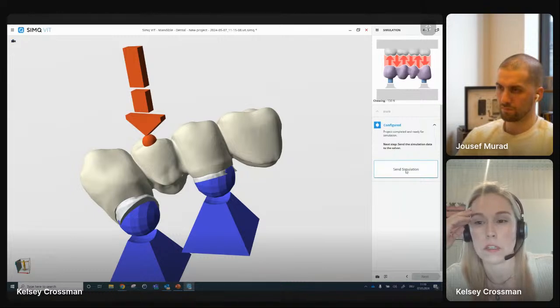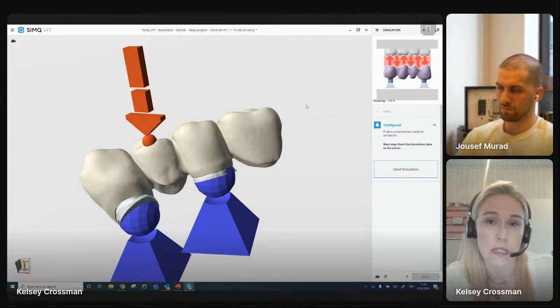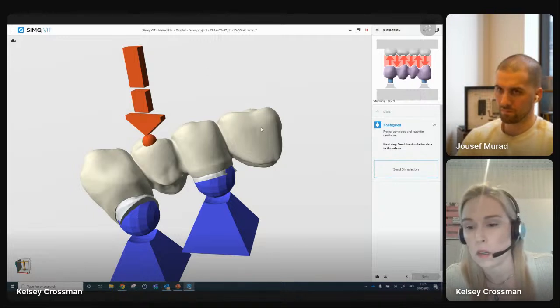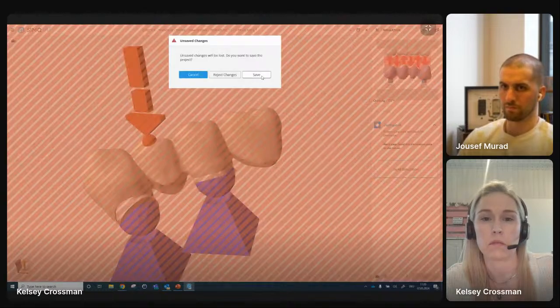And then you send the simulation to the server. With these models, I think we're down to about 5 to 10 minutes because they're smaller and quick. The mandible one that I showed, or the maxillary one, is a little bit more complex, so that can take about 40 minutes or so. But these times are getting faster and faster with each update and with computing power, so that's something that's just going to continue to improve. I think that's it. So we can just go back to the dashboard.